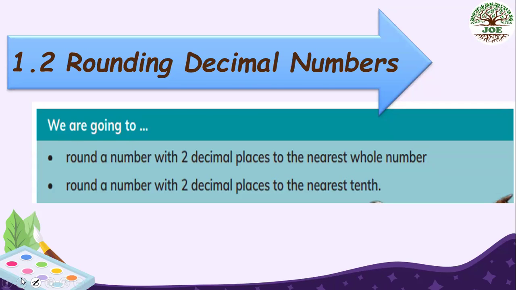Article 1.2, rounding decimal numbers. So we are going to round a number with 2 decimal places to the nearest whole number, and round a number with 2 decimal places to the nearest 10.